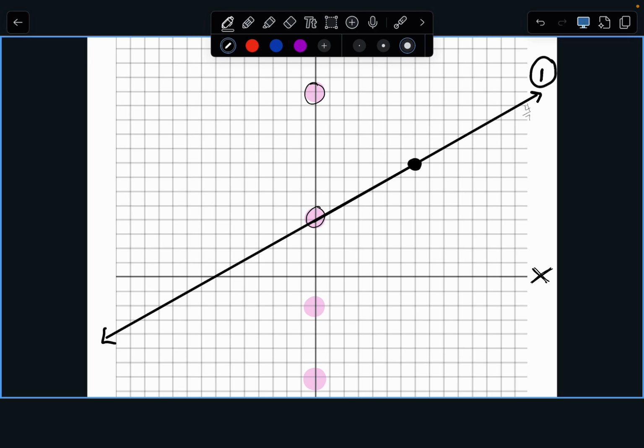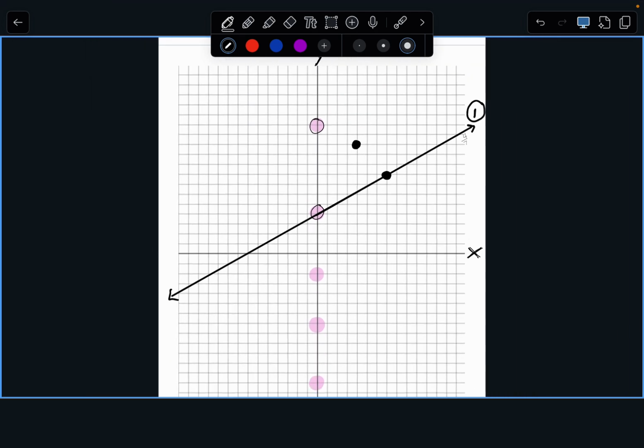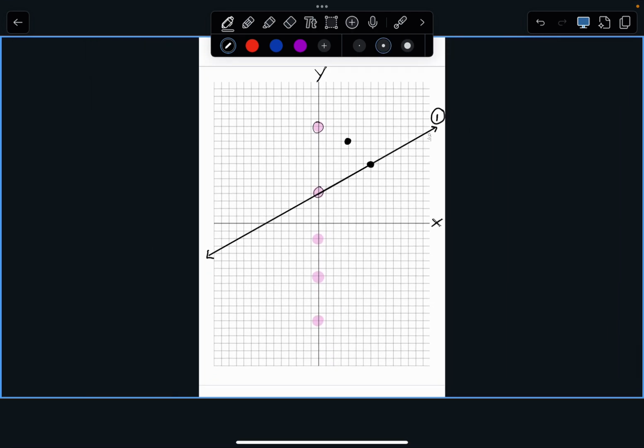I'm going to go like this, and then connect your lines, or connect your dots, I should say. You're going to label that one with a 2.